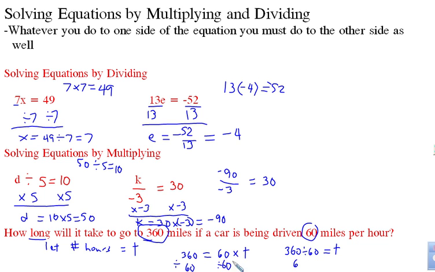Plug it back in to see if that makes sense. Well, does that logically make sense, that it would take 6 hours to travel that far? Yeah, it does. And now we just plug it into this equation to see if we got it right. So we just say, well, 360, is that equal to 60 times 6? You bet. And that's great.